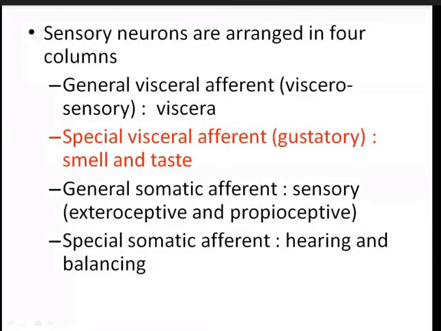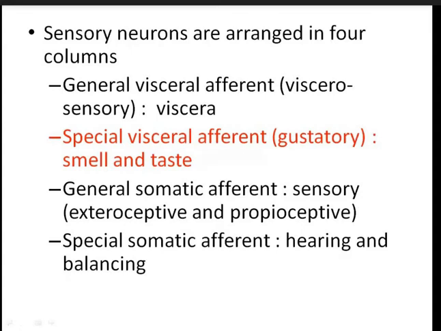Similarly, the sensory neurons are arranged in 4 columns. So they are the general visceral afferent, viscerosensory. General sensation from the viscera, the internal structures, is carried via the general visceral afferent fibers. Special visceral afferent, gustatory: the sensations of smell and taste are carried by the special visceral afferent. General somatic afferent: sensory, exteroceptive and proprioceptive from the joints and the muscles. And the special somatic afferent neurons are for hearing and balance.